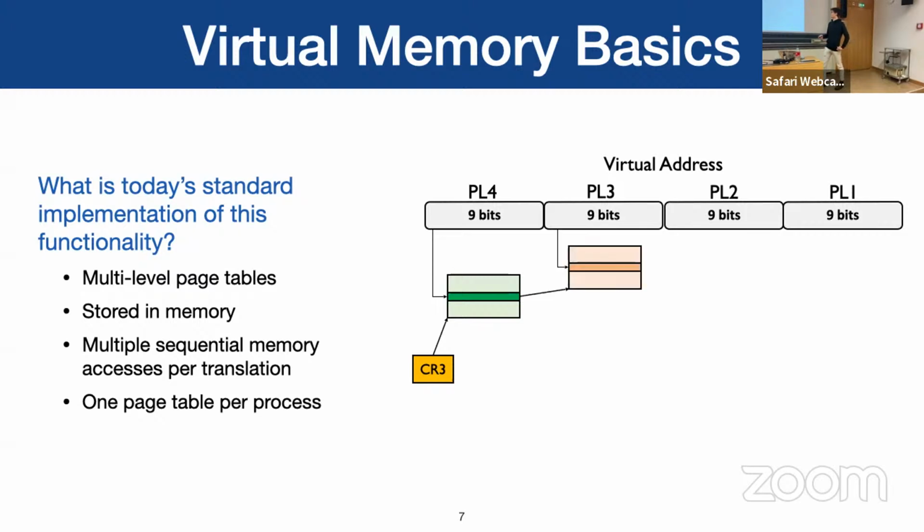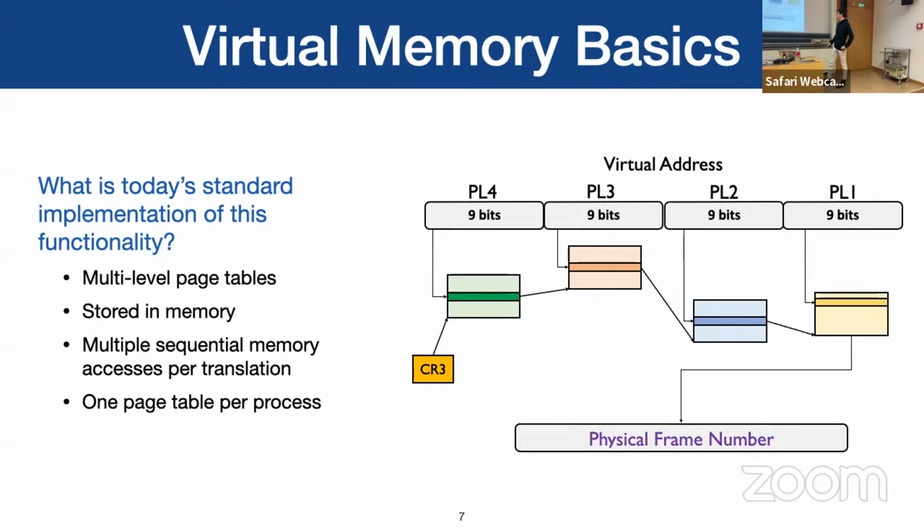And from each table, we get a reference to the next table, which creates this tree data structure that we can traverse by using the indexes from the last table to finally get the physical frame number from the last page table level.